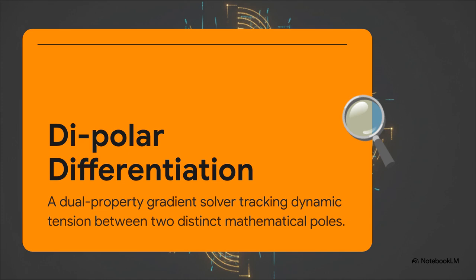Now, you might be wondering, how does this engine calculate movements and collisions if there aren't any traditional solid surfaces? Well, it uses what's called dipolar differentiation. Standard engines use a single gradient vector for backpropagation, basically just asking, where do these two solid masses impact? But the topogamic engine uses a dual property gradient solver. It updates the whole system by measuring the dynamic tension between two distinct mathematical poles. So it's calculating how an interaction alters the resonance of the wave traps rather than trying to calculate a rigid physical impact.